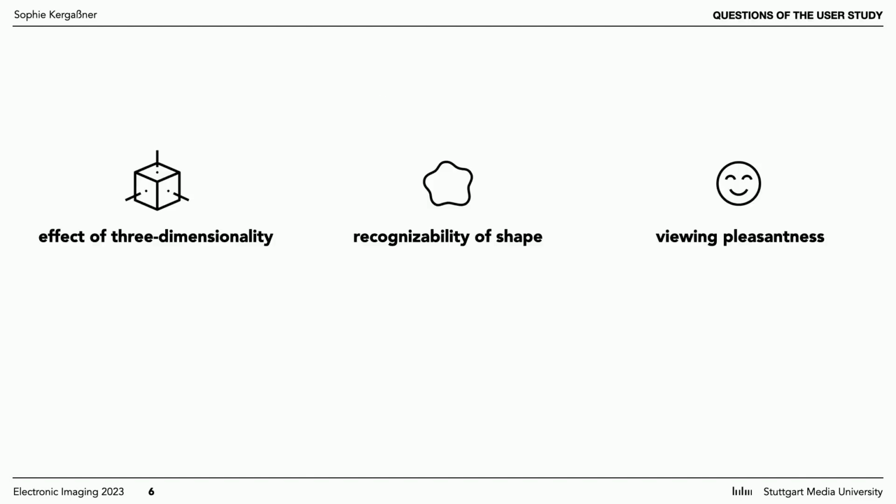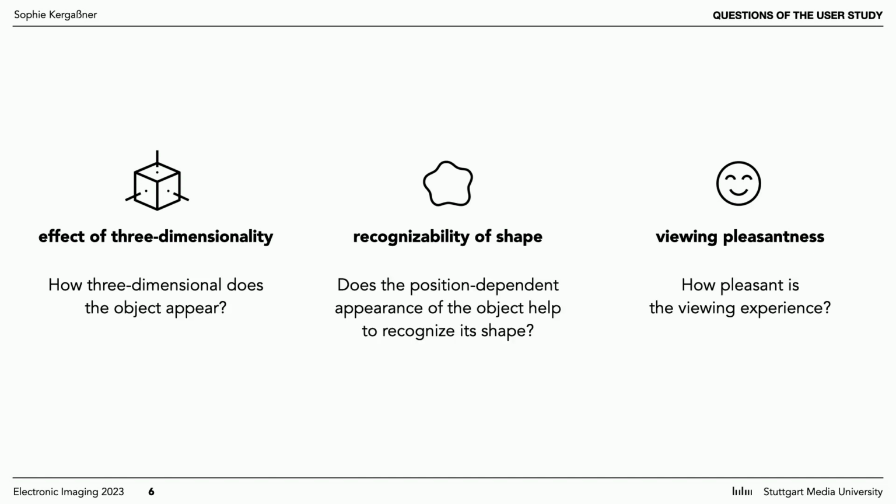So, in relation to the angular resolution, there were 3 factors we wanted to survey. How does the effect of the three-dimensionality change? Does the motion parallax help to recognize the shape of the displayed object? And does it even improve the viewing pleasantness? And with that said, the questions we asked were: how three-dimensional does the object appear? Does the position-dependent appearance of the object help to recognize the shape? And how pleasant is the viewing experience?